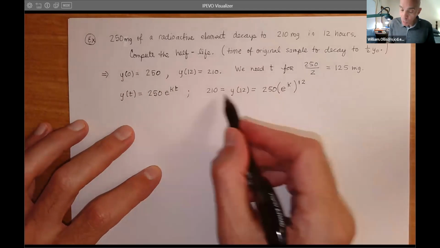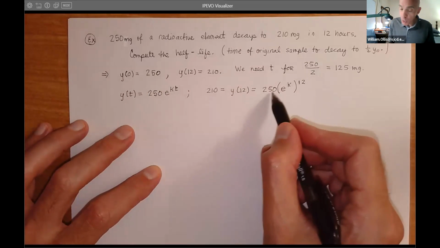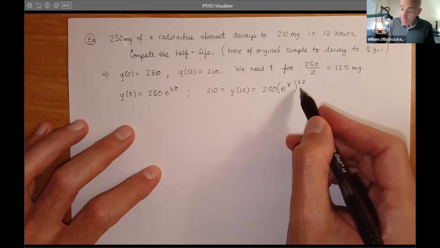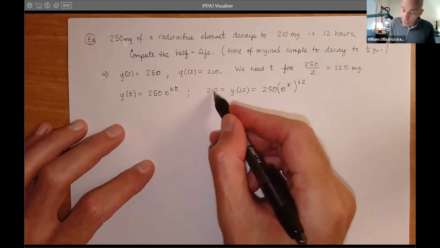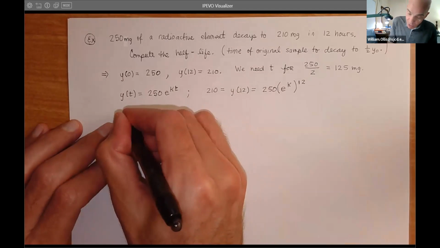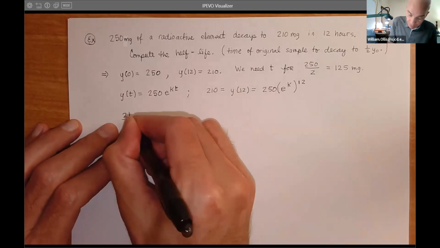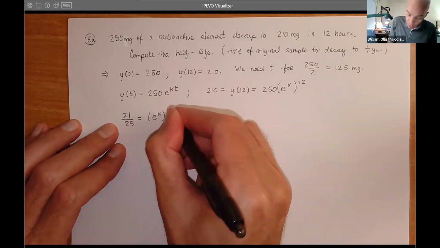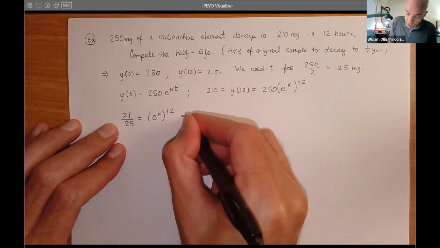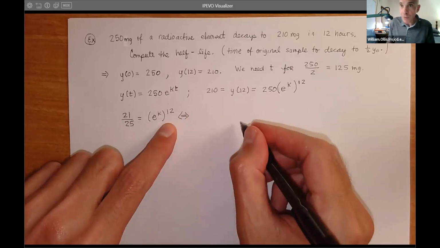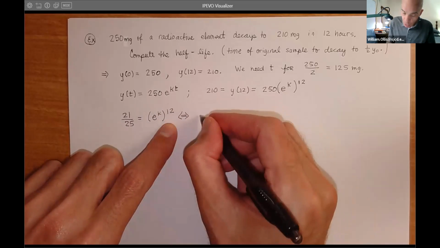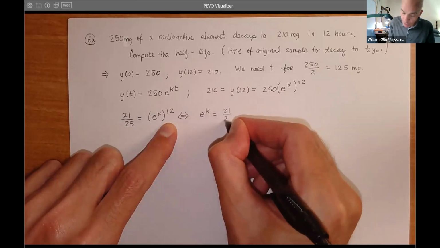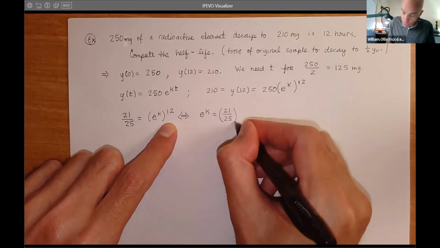So now notice we have the 210 equal the 250 times the exponential raised to the 12th power. Now we want to solve, in this case, for e to the k. So now the zeros absorb, so we just get 21 divided by 25 equals e to the k raised to the 12th power. So now, of course, we can just take the 1/12th power of each side or take 12th roots. So e to the k is equal to 21 over 25 to the 1/12th power.